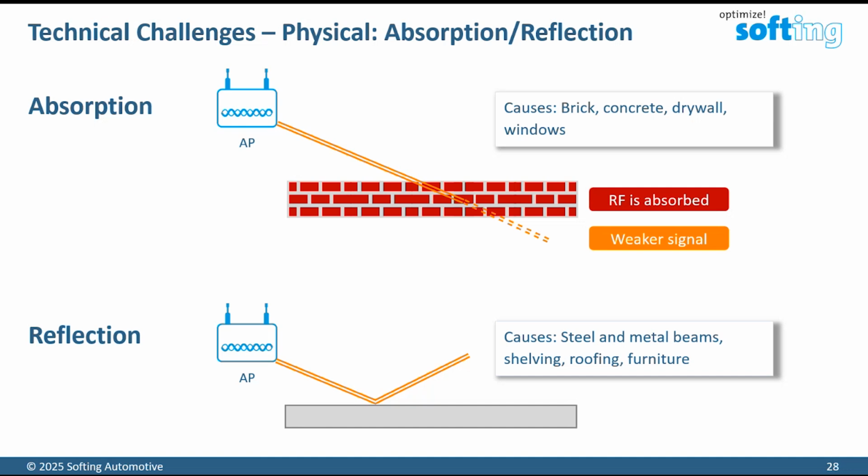Another thing is called reflection. That is typically if you have a smooth and non-absorptive surface, like a mirror or a metal thing in the line of sight between the access point and the client. Such reflections always lead to a symptom that's called multipath, where the signal actually takes multiple paths from the access point to the client.